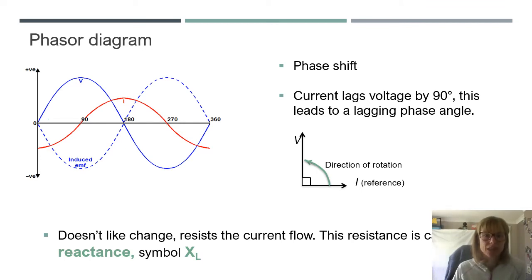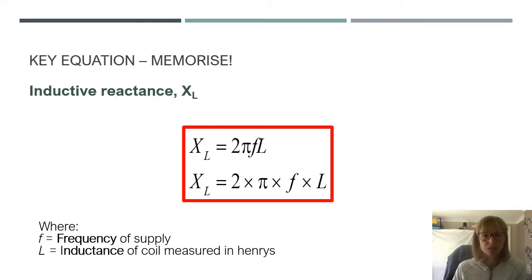So as I say here, inductors resist the current flow. They don't like change, and this resistance is called inductive reactance. It's denoted by this symbol XL, and you'll see that coming up in an equation. Here we go, first lovely equation. You need to memorize this. So inductive reactance, our XL, is 2 times pi times F, which is our frequency, times L, which is our inductance measured in henries.